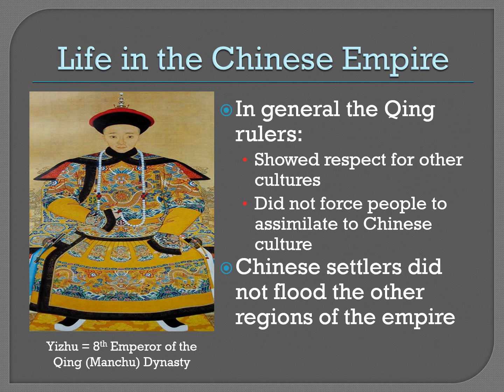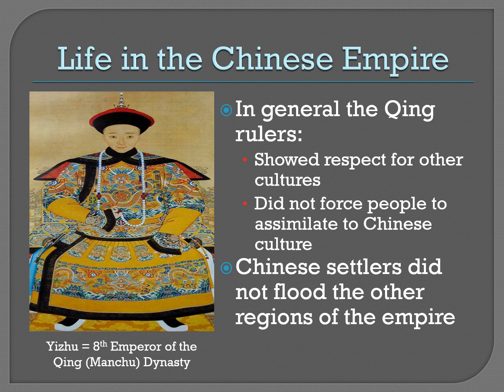Our last point of discussion here is what life was like in the Chinese Empire under Qing rulers. Well, it was generally good. The Qing showed respect for other cultures. They did not force people to assimilate to Chinese culture. So in general, they were tolerant of other cultures, including Europeans, and this is what gets them in trouble by the 1900s, because native Chinese feel that they had been too open to Europeans.